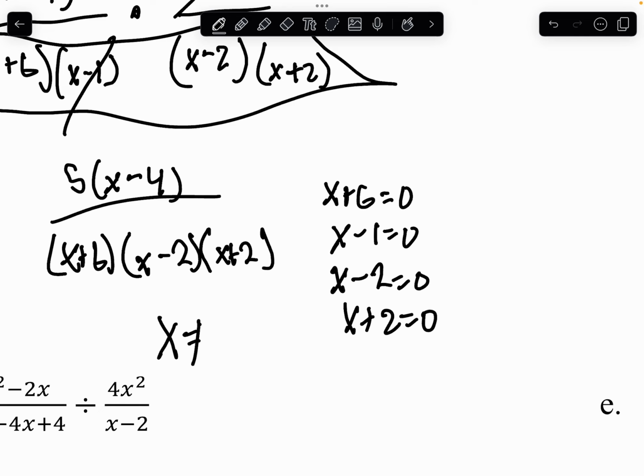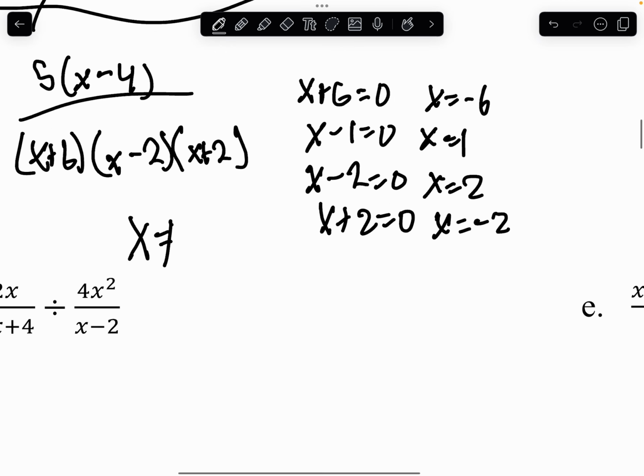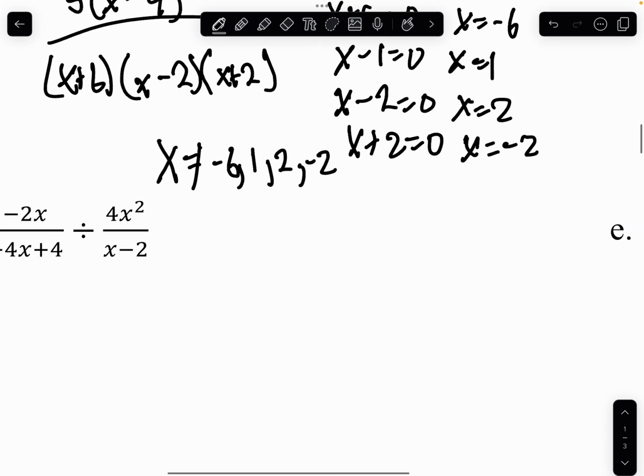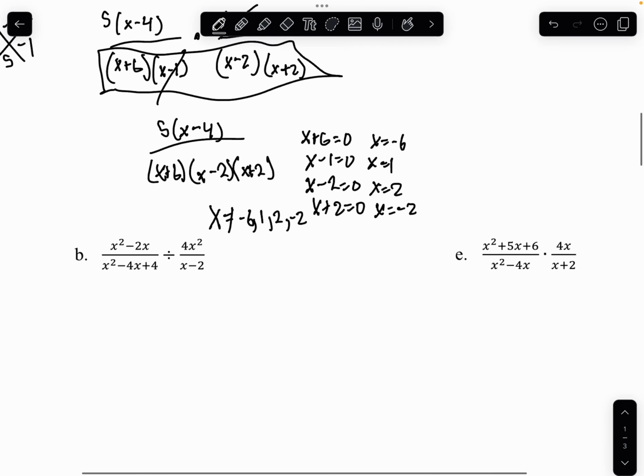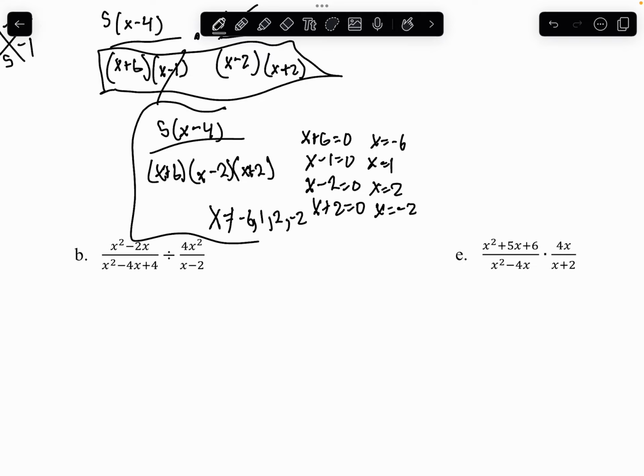So for x plus 6 equals 0, it's going to be x equals negative 6. X minus 1 equals 0, it's going to be x equals 1. This one is going to be x equals 2. And this one is going to be x equals negative 2. So x cannot equal negative 6, 1, 2, negative 2. So our answer for this is this part and this part.